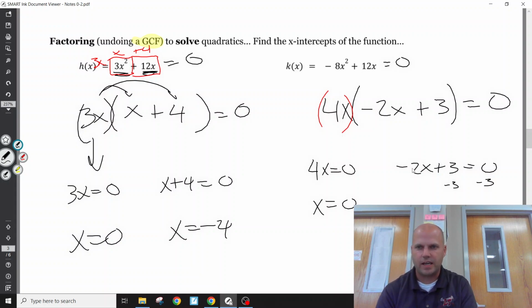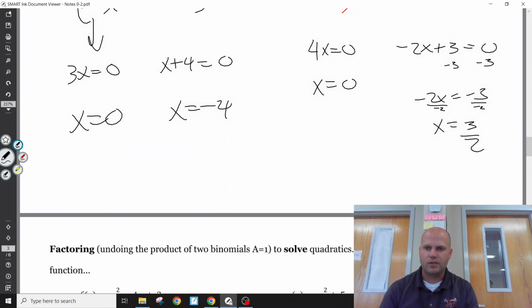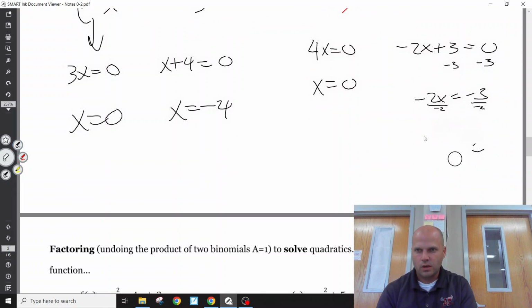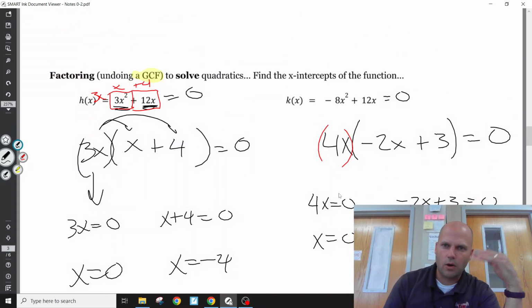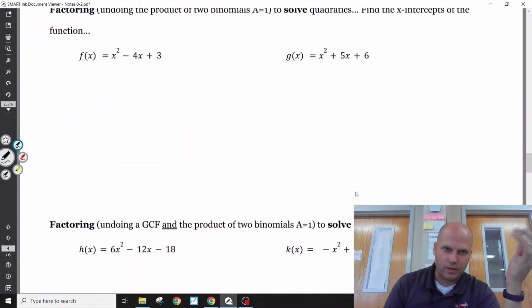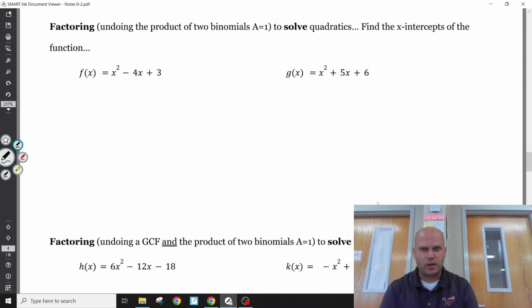Or saying, like, negative 2 times what gives me negative 3, so negative 3 plus 3 is 0. Well, you can just kind of figure out, divide by negative 2, divide by negative 2. Positive 3/2 would be a solution. 3/2 times negative 2, negative 3 plus 3. Boom. Okay? So that is the first technique of factoring. Second, undoing a factoring.